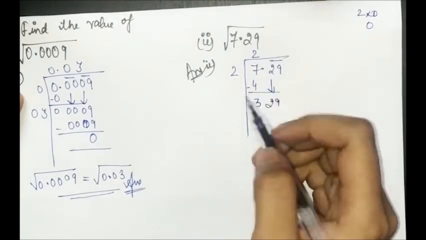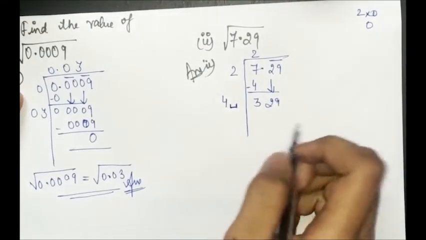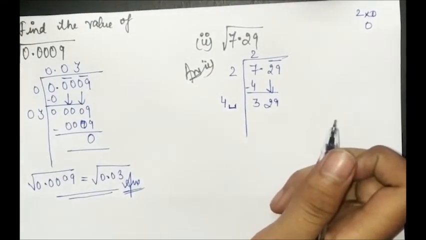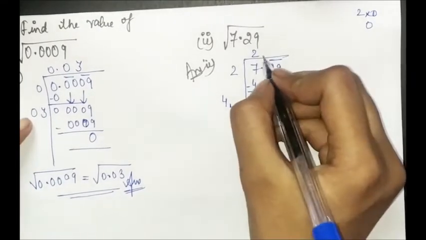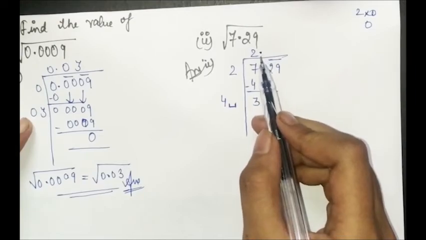Now you all know the double of 2 is 4. Now we want one number so that this will be completely divisible. So what's that number? Firstly you have to make a decimal here, as 7 point is here, so you will be putting the decimal here.